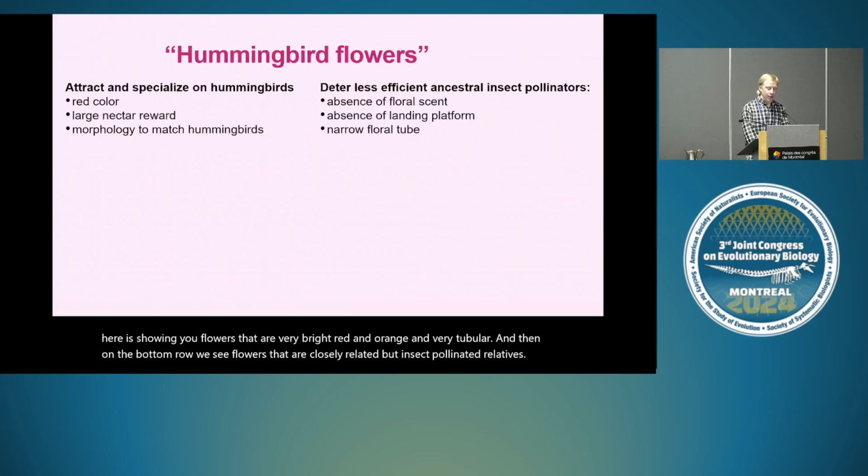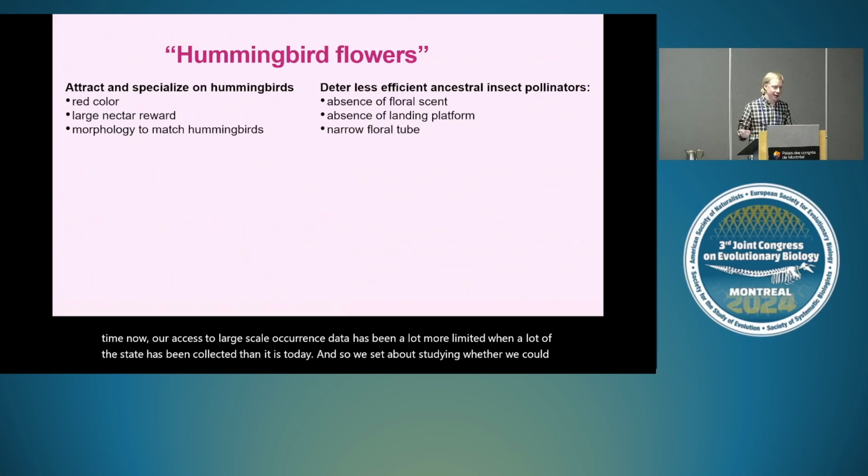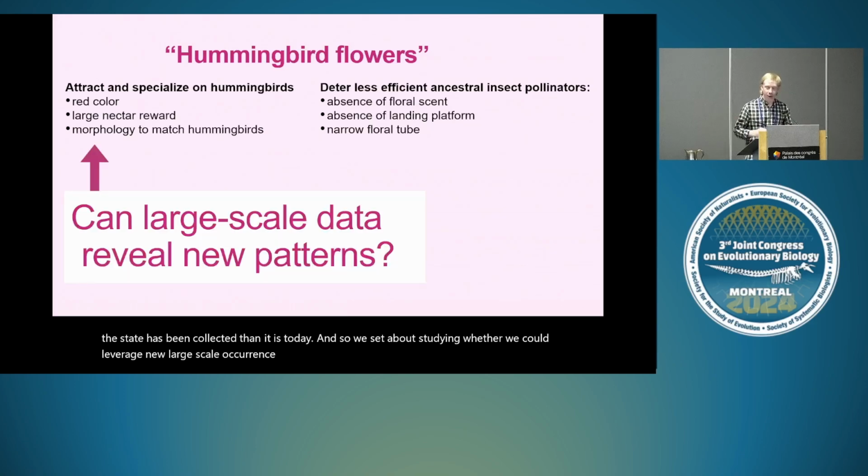While this hummingbird pollination syndrome has been well characterized for a long time now, our access to large-scale occurrence data was a lot more limited when a lot of this data was collected than it is today. And so we set about studying whether we could leverage new large-scale occurrence data to possibly reveal new patterns in the ways hummingbird flowers might try to specialize on hummingbirds.